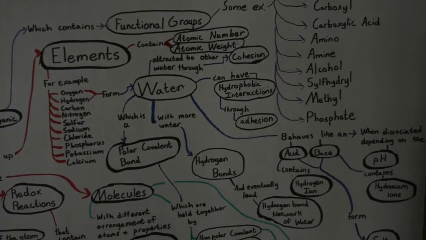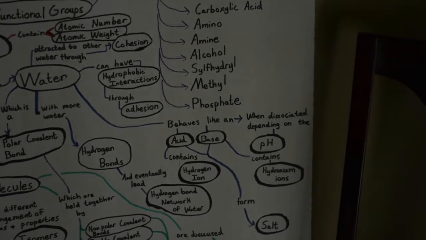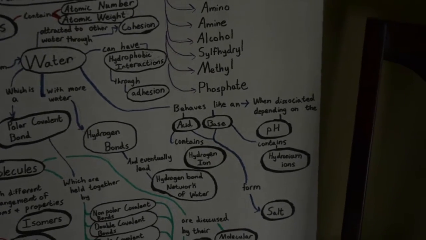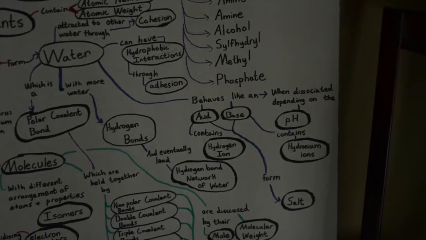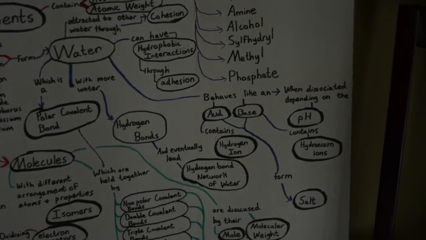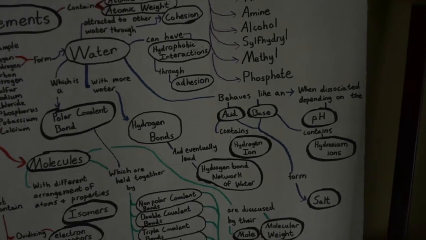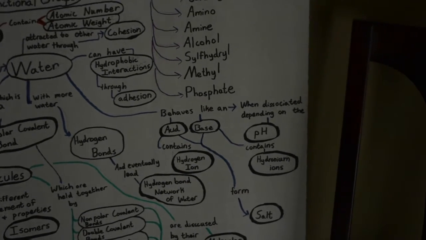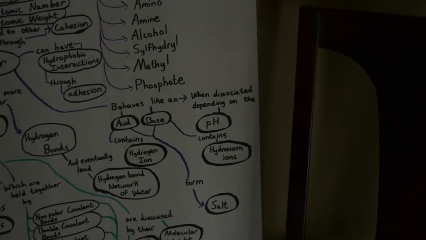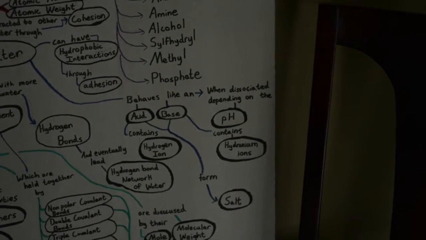The third thread right here, we say water behaves like an acid and a base. The best example is the dissociation of water. We know that it dissociates into H plus and OH minus. It just depends on the pH, and we know that pH is from 1 to 14, with 1 being the most acidic and 14 being the most basic.